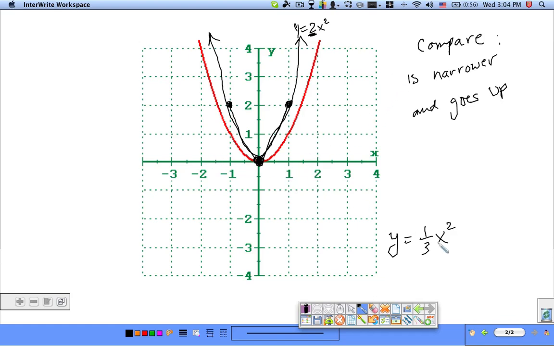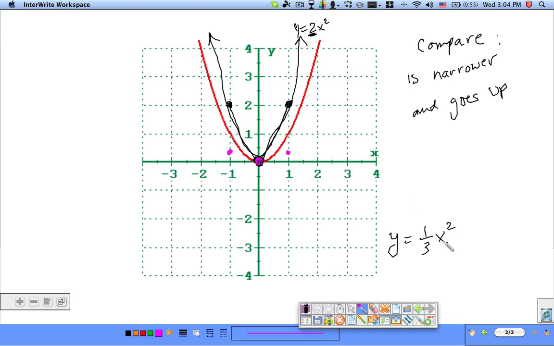Okay, so let's put in 0, 0. I'll even draw it real quick. 0, 0 is the vertex. If you put in 0, you get 0. Put in 1. When x is 1, what is y? 1/3 times 1 squared is 1/3. So it would be right around here. And so it would be right around here because it's symmetrical, remember?